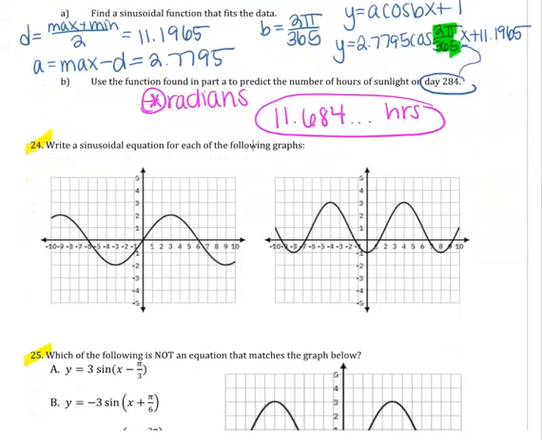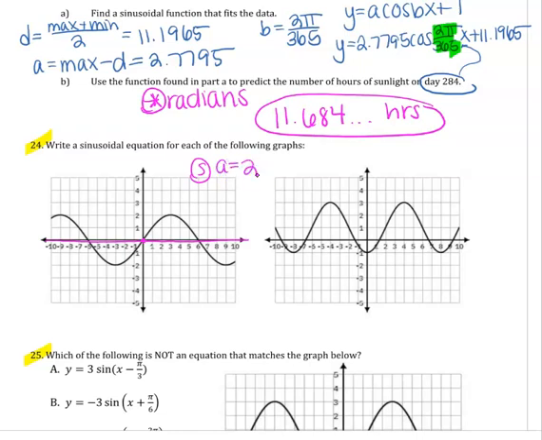Question 24. So we've done one of these before. I'm going to do one more of them. I'll just do the one on the left. Okay, I want to write a sinusoidal equation for the following. Now, with respect to the midline, this looks like a positive sine curve, right? With an amplitude of 2.